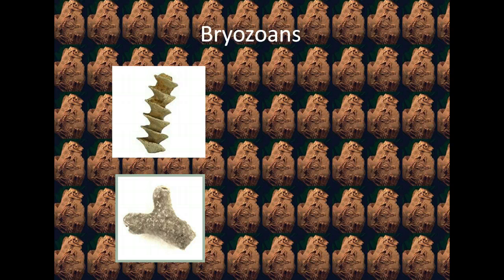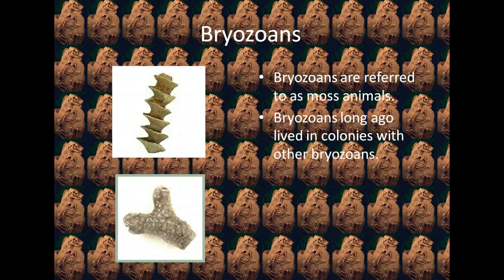You know how it looks, like a little peace sign or something? It's covered in a glistening silver material that looks like moss, and that's why bryozoans are referred to as moss animals. Now, bryozoans, long ago, they lived in colonies, and they would just filter feed together.